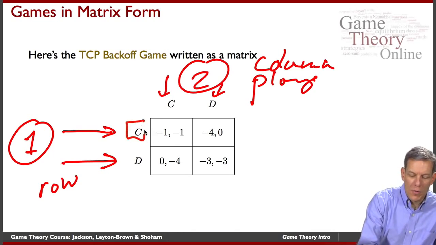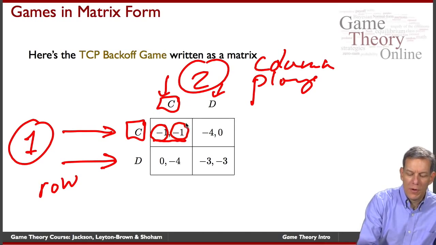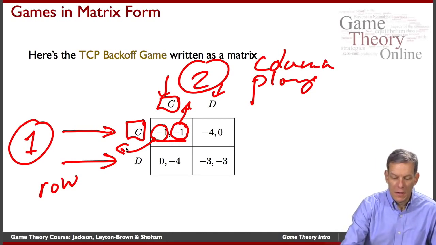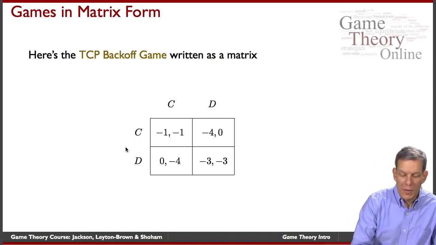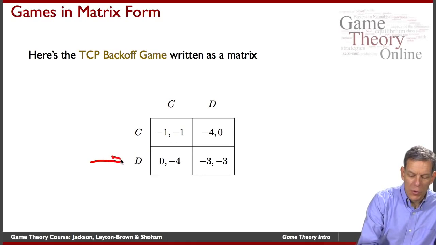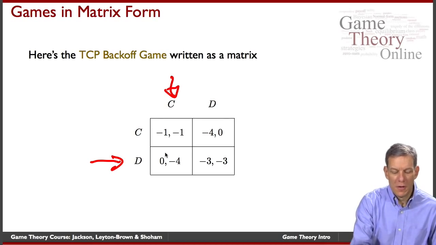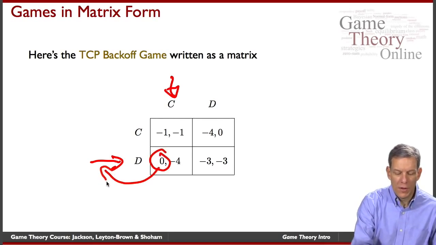So if player one cooperates and player two cooperates, then these are the payoffs to the two players. The first payoff, player one; second payoff, player two. So this is going to the column player. This one is going to the row player. Okay. Then, for instance, if the row player chooses D and the column player chooses C, then we end up with a payoff here of 0 to the row player and -4 to the column player.